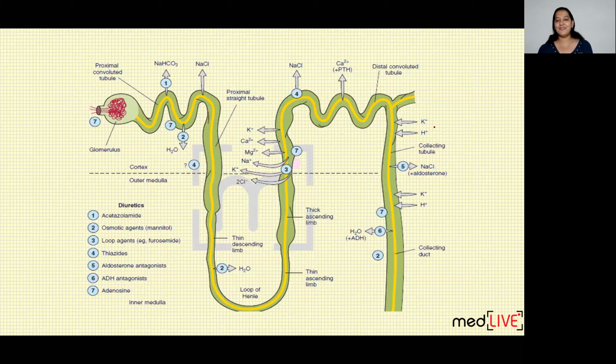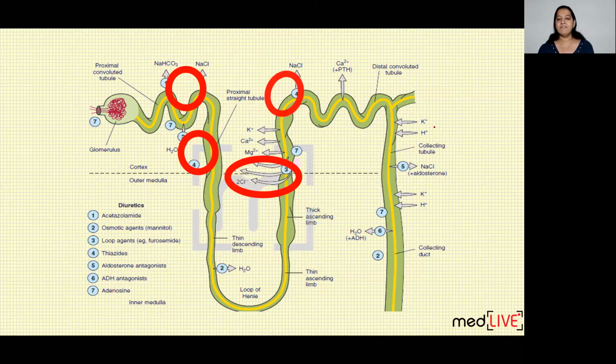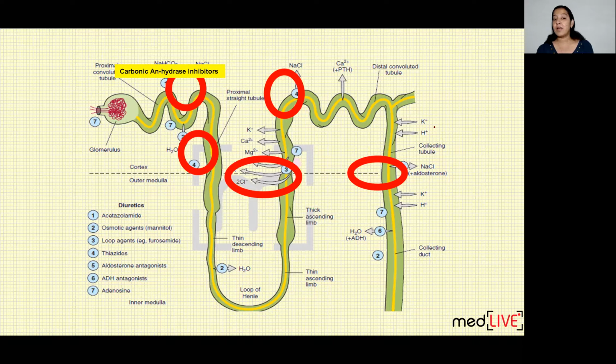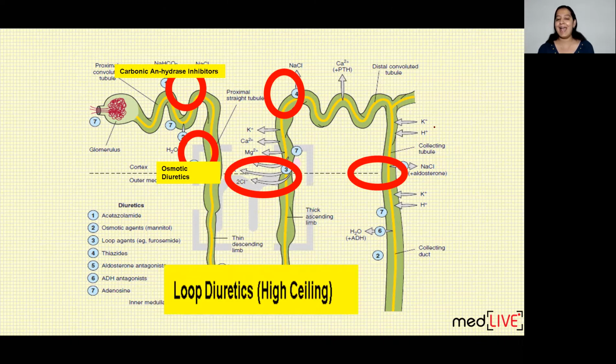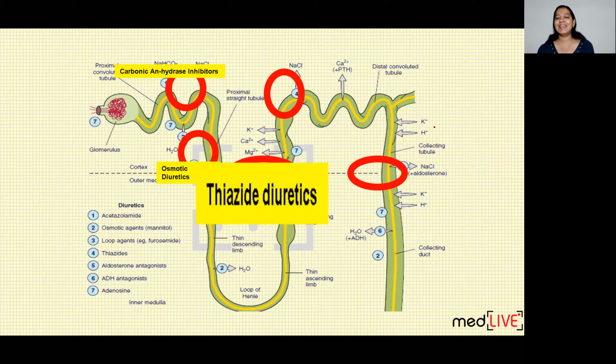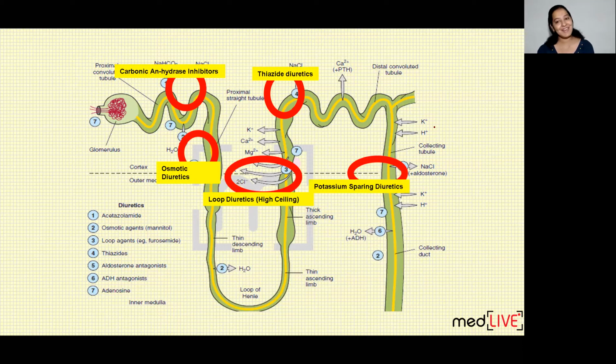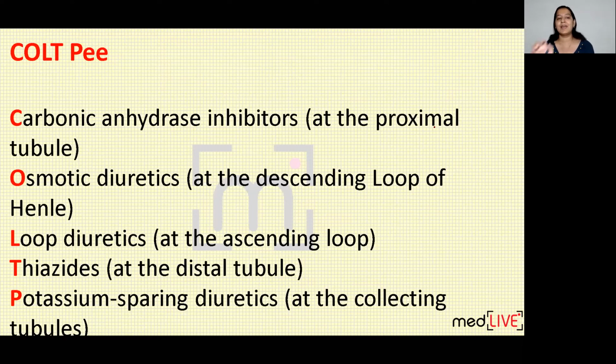So this is a nephron in front of you. Just see it. These are the 5 parts of the tubule: PCT, loop of Henle descending, loop of Henle ascending, DCT and collecting tubule. Now one by one, the diuretics will come. C stands for carbonic anhydrase inhibitor. O stands for osmotic diuretics. L stands for loop diuretics. T stands for thiazide diuretics. And P stands for potassium sparing diuretics. So the mnemonic is COLTP, cold P.